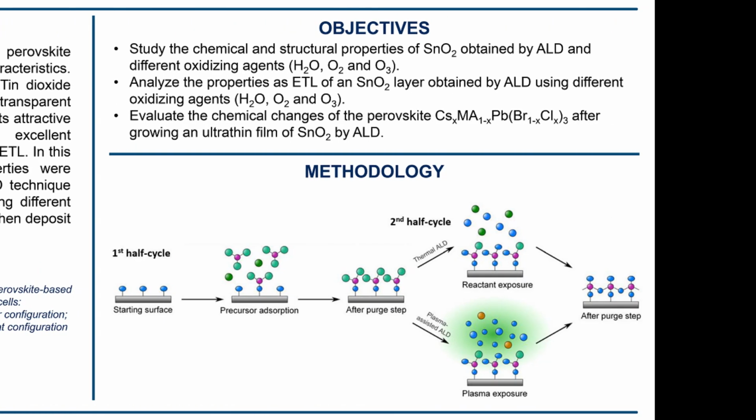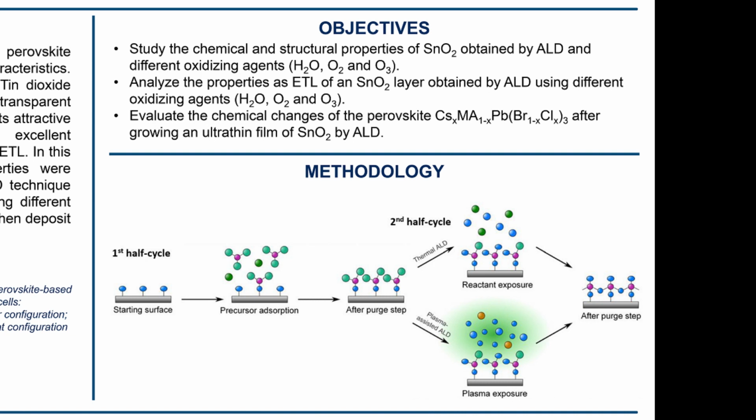The objectives of this project are: study the chemical and structural properties of tin dioxide obtained by ALD and different oxidizing agents, water, oxygen, and ozone. Analyze the properties as ETL of a tin dioxide layer obtained by ALD using different oxidizing agents, and evaluate the chemical changes of the perovskite after growing an ultra-thin film of tin dioxide by ALD.